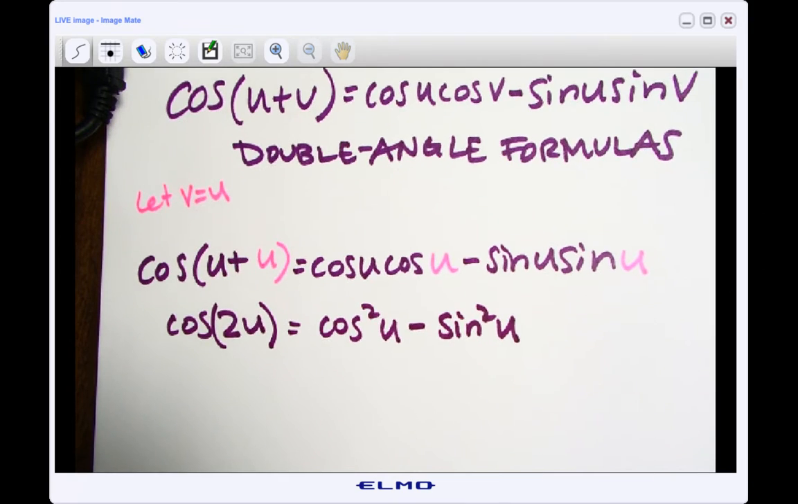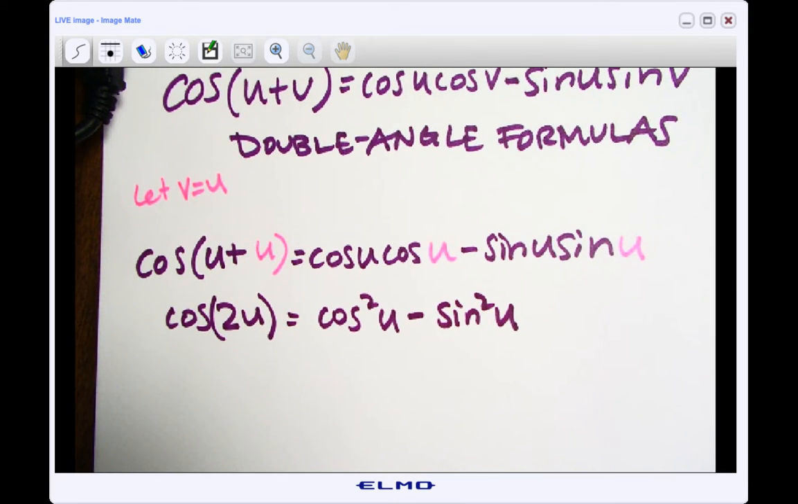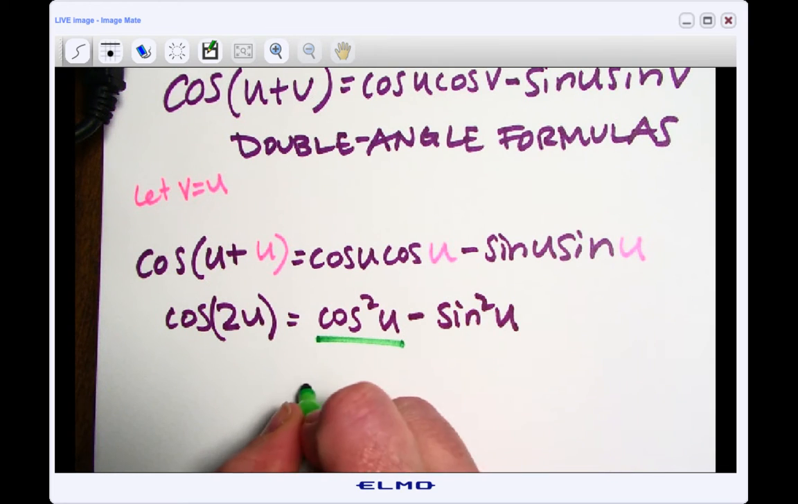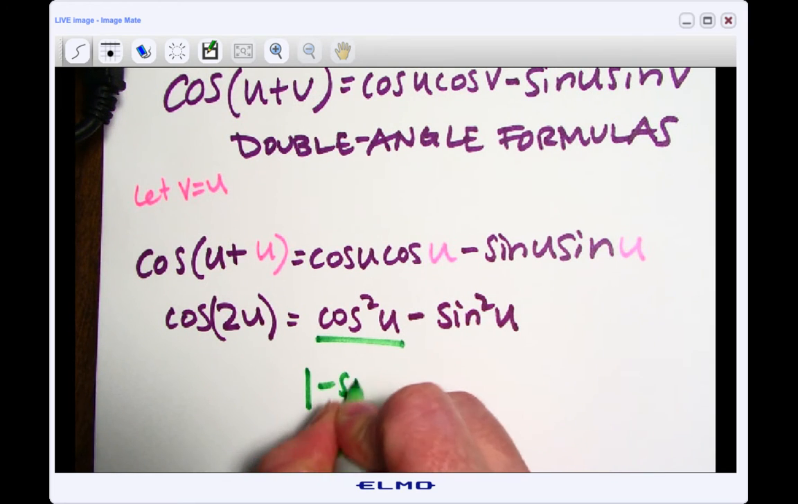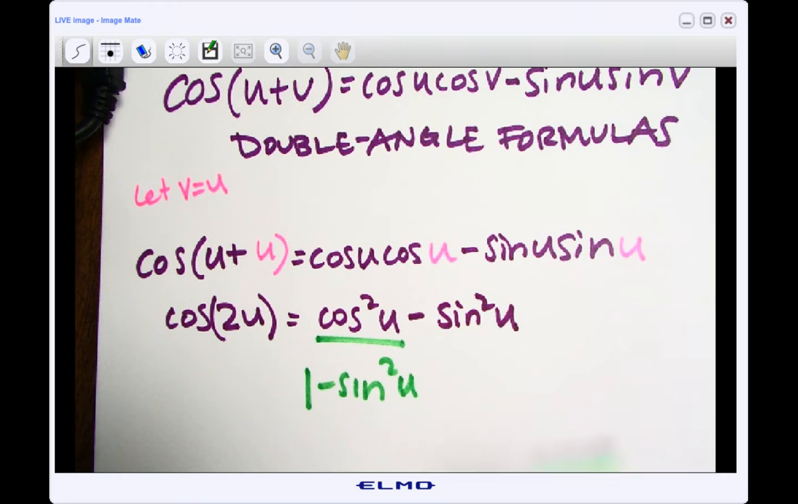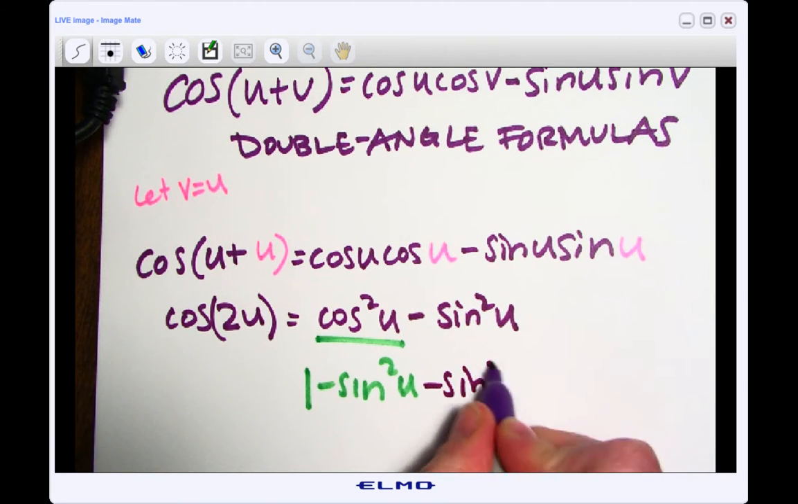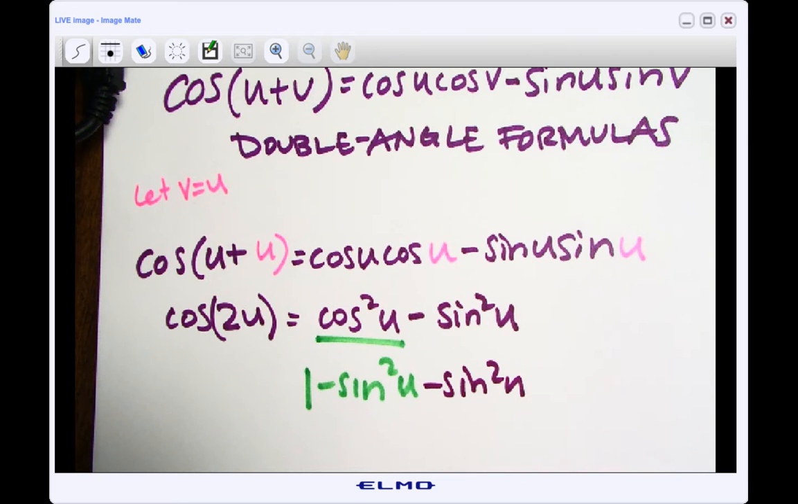Sometimes you'll see it written different ways, especially when you're verifying identities. You might want to see it in a different way. So sometimes they'll take the cosine squared and replace it with 1 minus sine squared u. And if I have another minus sine squared u, obviously this whole thing becomes 1 minus 2 sine squared u. So sometimes you'll see the formula written this way.